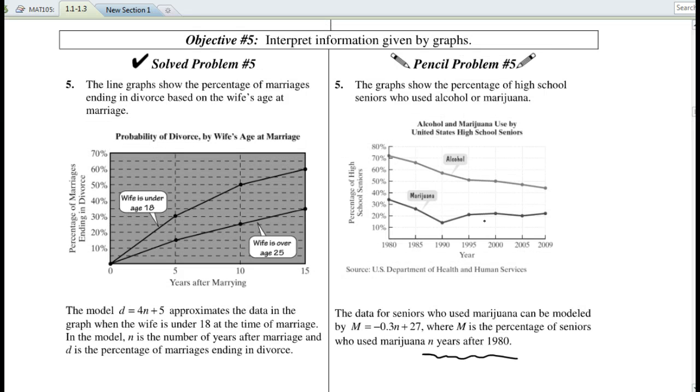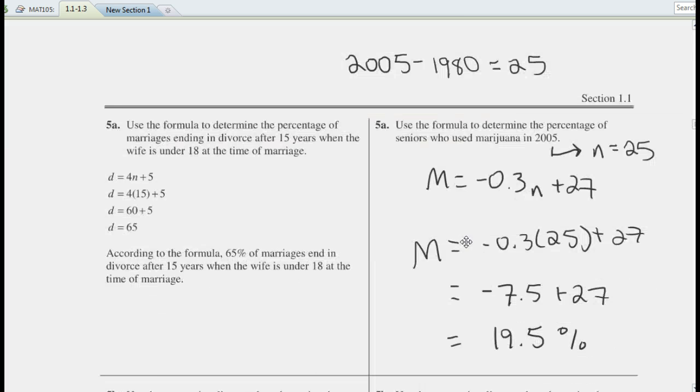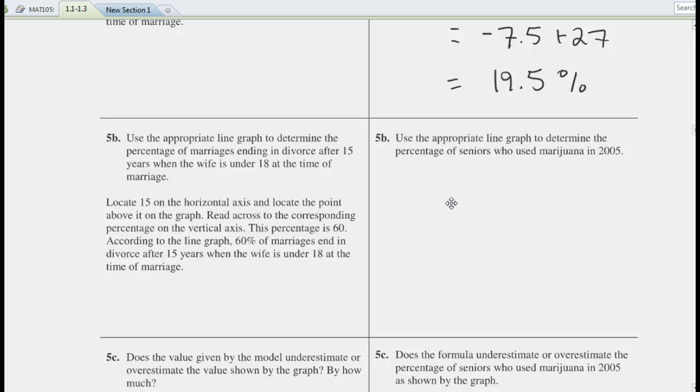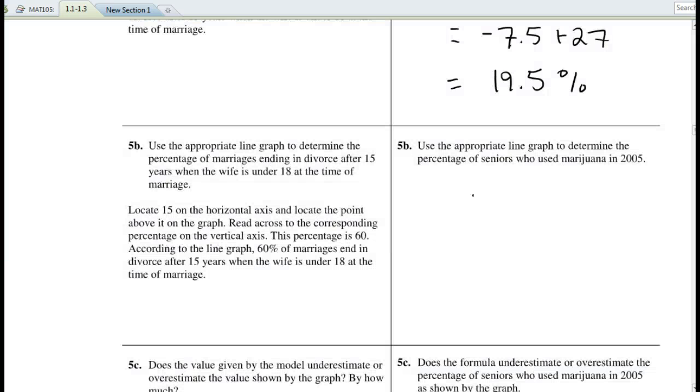Alright, I'm getting a little out of control here. 2005, well, it looks like it's right at 20%. I would say 20, so it's pretty darn close. So I would estimate 20% here. So it looks like 20%.